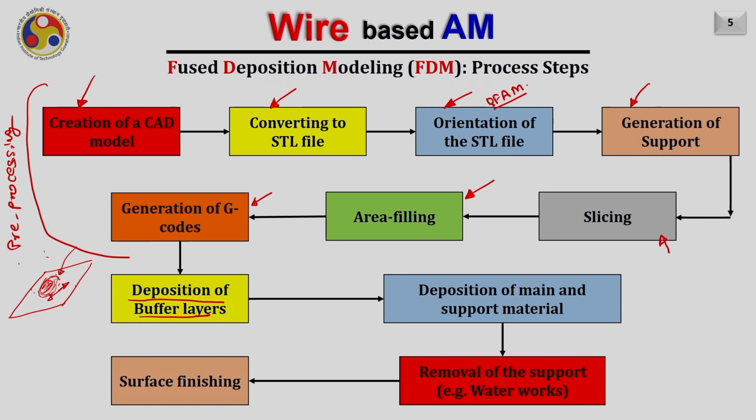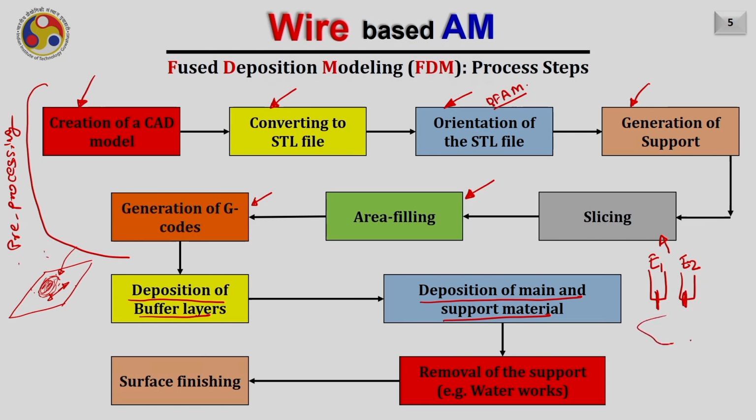Then the next step in the build process is the deposition of main material and support material. Wherever required, we deposit the main material, and wherever required, we deposit the support material by utilizing two different nozzles in this case. So, usually there are two extruders, let me call them E1 and E2. This one is transferring the main material and this one is transferring the support material.